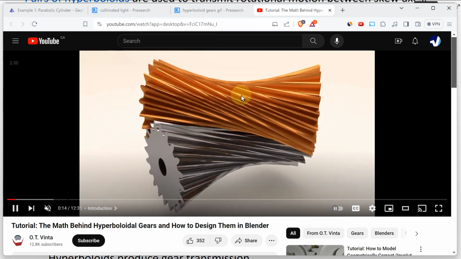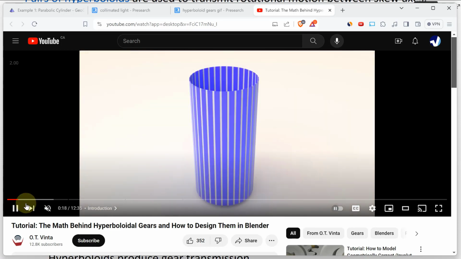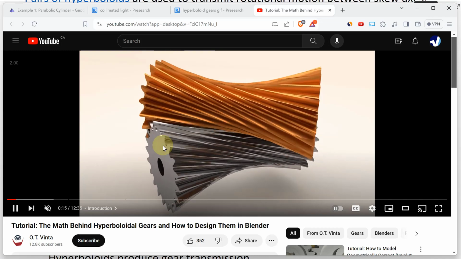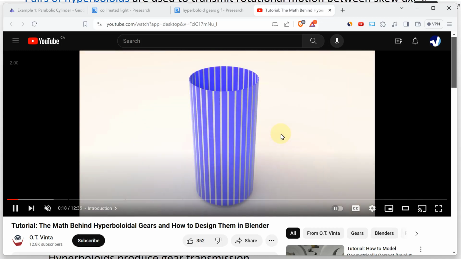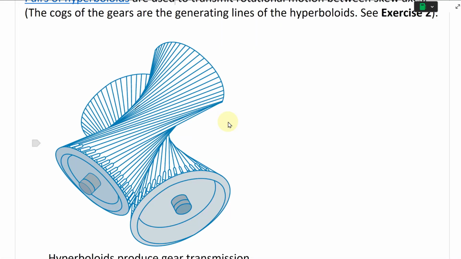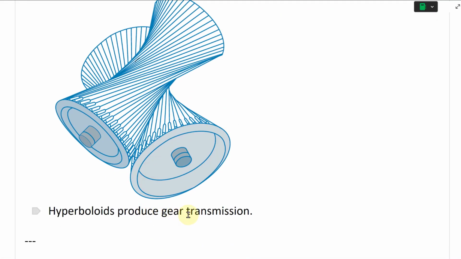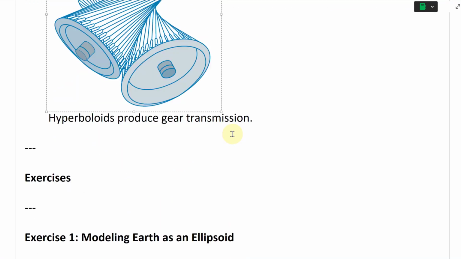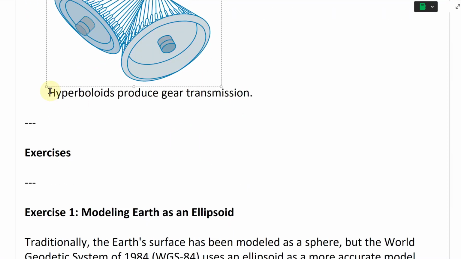That's pretty cool stuff. So you have two shafts there, and it can transmit rotational motion across those two axes like that. So you have two close by each other. So that's pretty cool stuff. So hyperboloids produce gear transmission. Yeah, so that's something I should explore in a future video possibly.